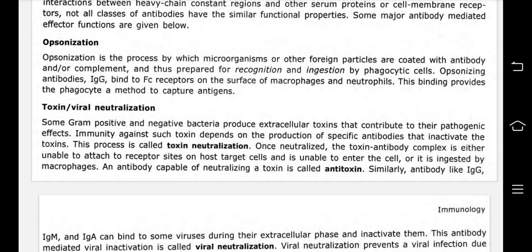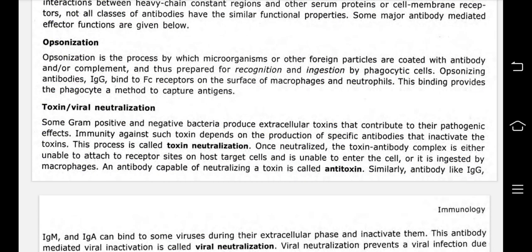Opsonization. Opsonization is the process by which microorganisms or other foreign particles are coated with antibody and or complement and thus prepared for recognition and ingestion by phagocytic cells. Opsonizing antibodies, IgG, bind to Fc receptors on the surface of macrophages and neutrophils. This binding provides the phagocyte a method to capture antigens.